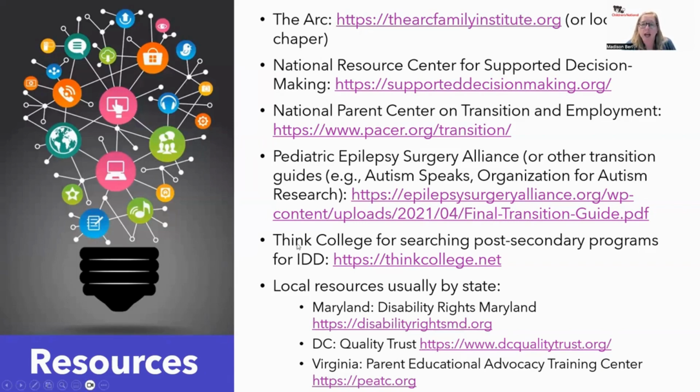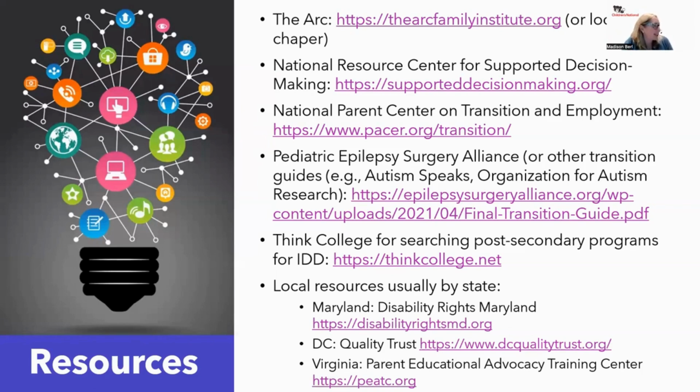Think College is a wonderful and the only database that exists for looking at post-secondary programs for IDD. So several colleges, about 300 programs now, actually have an inclusive program to have a child with IDD attend their college. It's very supported. It's very contained. It does cost money. They often are eligible for money through FAFSA applications if you have need, things like that. But it's something to really think about. And even if your child is not going to graduate with a college degree, there's pieces of what they do that they would benefit from a college experience.